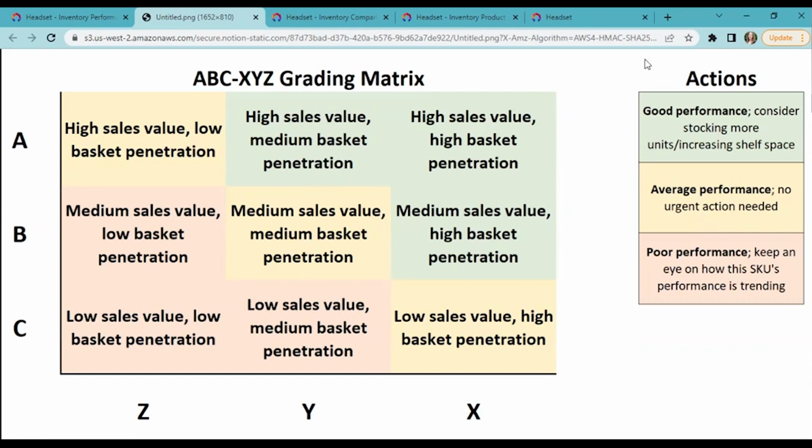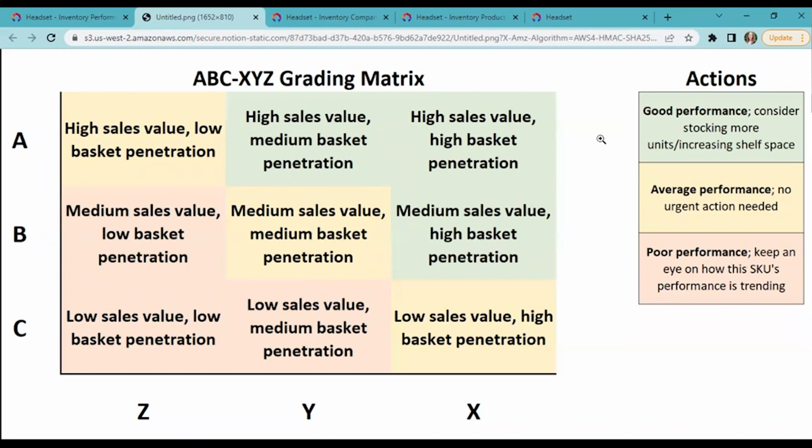Over here on the right, we have a couple of recommendations for each bucket, or for each grade. So for good performers, we often say consider stocking more units of these products and increasing the shelf space for them because they are going to be really beneficial for your store. Average performance, not necessarily any action needed, or urgent action, I should say.